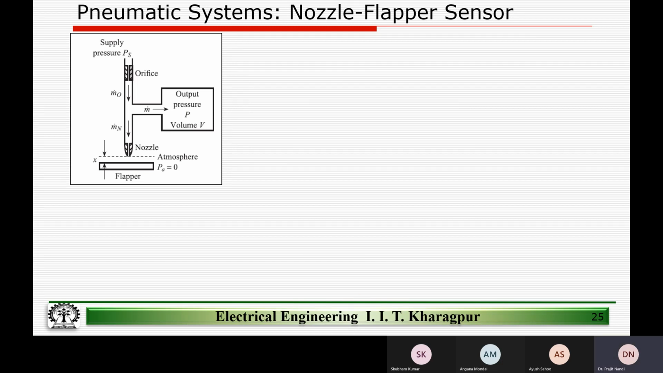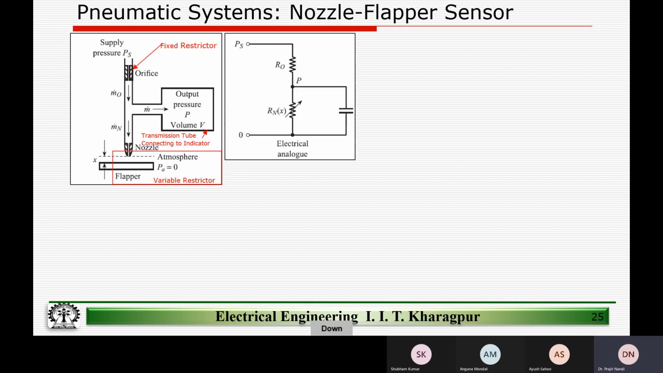So this is the nozzle flapper sensor, right? We have a fixed restrictor here, and we have a variable restrictor. It's the same thing that we discussed in the last slide, but we are going to do a little bit more math and establish the nonlinear relationship. So we have a fixed restrictor and we have a flapper here, right? And then we have the vessel, where the output pressure is P with a volume V, right? This is a transmission tube connecting to an indicator.